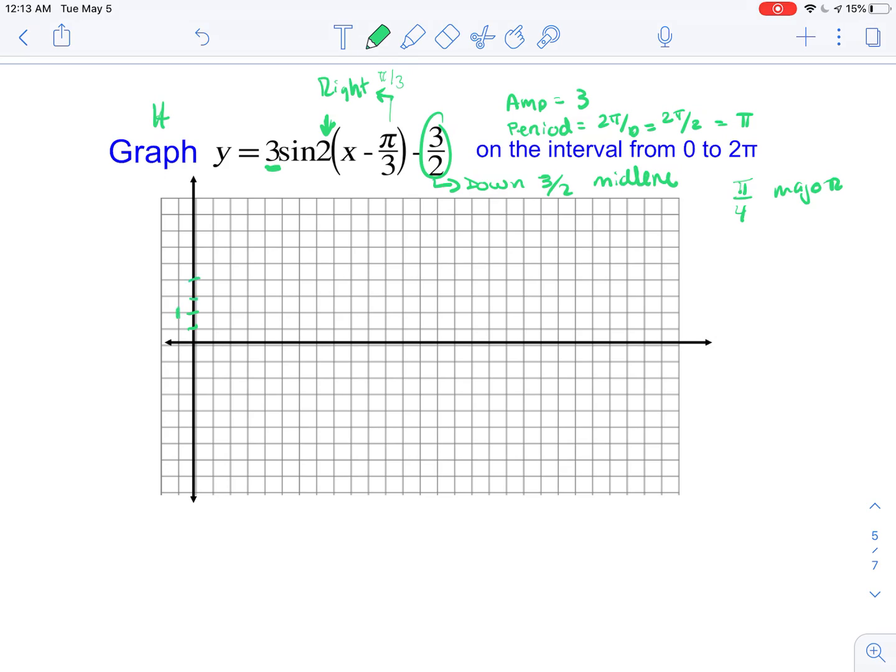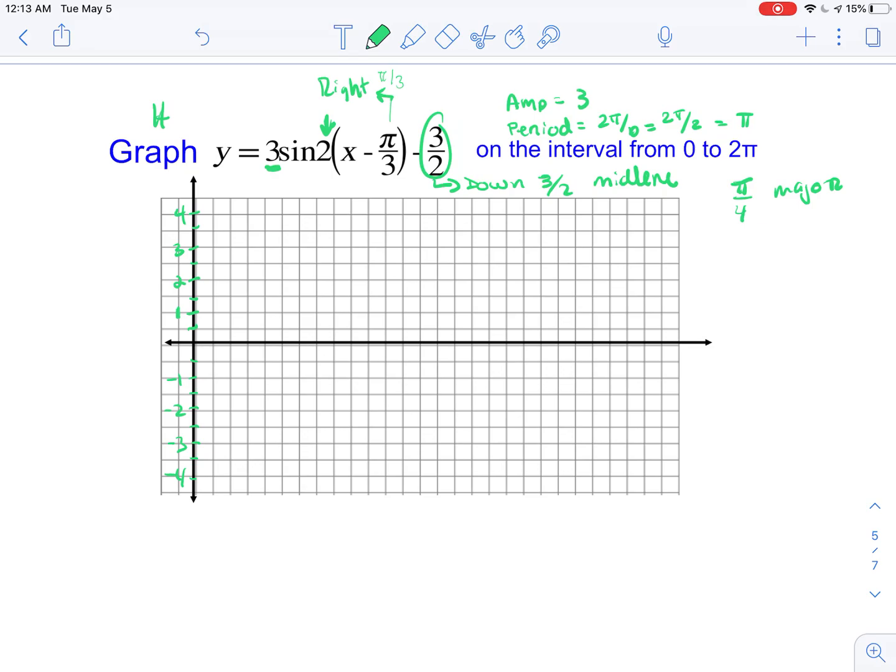Okay, so since this is 3 over 2 and that's a half, I'm actually going to label every other box with a number. 3, 4, and -1, -2, -3, -4, and that should fit my entire graph.